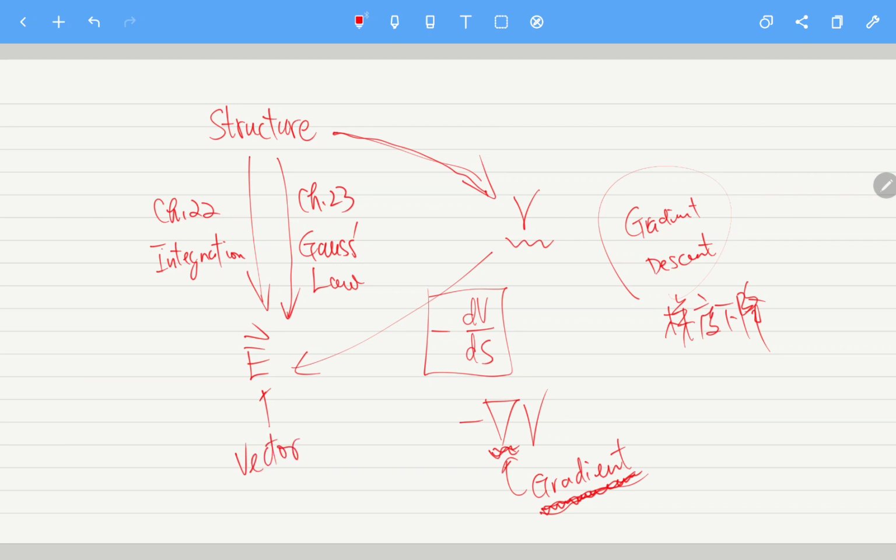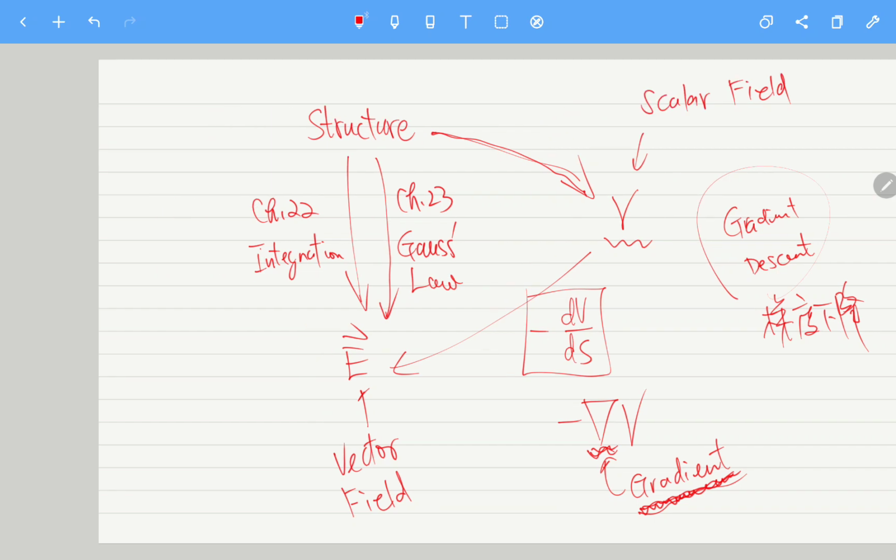So you need to consider the direction, and so on and so forth, which makes it more difficult. But V is a scalar field, so it makes the calculation easier. So we try to calculate the V first, and then we take the derivative, and then take the minus sign, and then it becomes the E field in that direction.